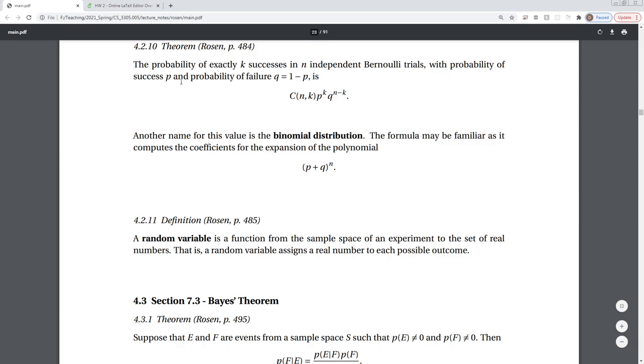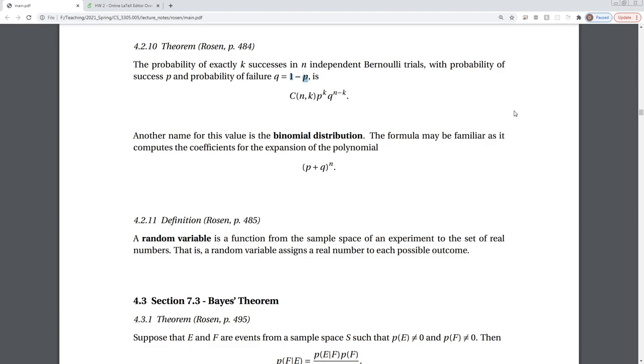So Bernoulli's trials follow this binomial distribution because there's only ever two possibilities. It's x or y, right? And so we can compute the number of trials that we would expect in terms of a uniform distribution, like if they're each equally likely to happen.